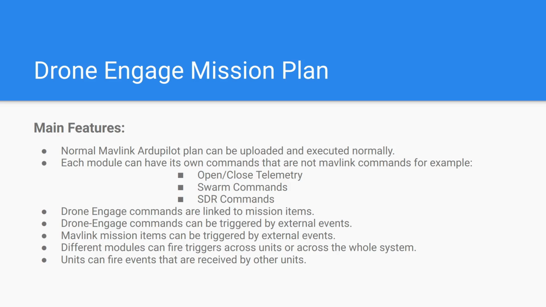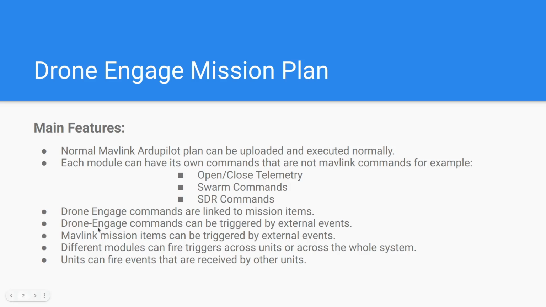Also, there is another important feature, which is we need Drone Engage commands linked to these mission items. So we need to say that when we reach mission number 2, we need to execute, enable the telemetry, or disable the telemetry, or enable swarm leader, for example, or start to follow another drone. So we need to link them. So we need a way to create events between them.